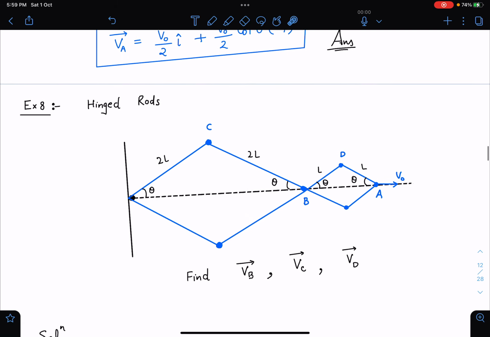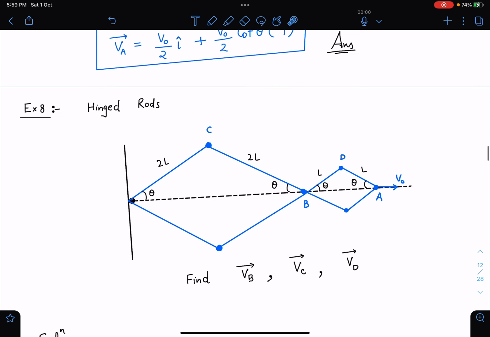The next part is hinge rod, and a similar problem you solve in Irodov also. So my suggestion will be give it a try. There are 3 hinges in Irodov and the ratio is 3 to 1. So hinge rods are given, multiple rods, and this is v naught here. So we have to find out the velocity of point B, point C, and point D.